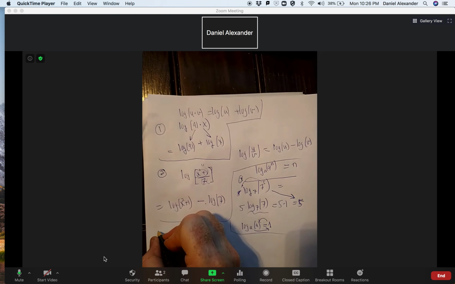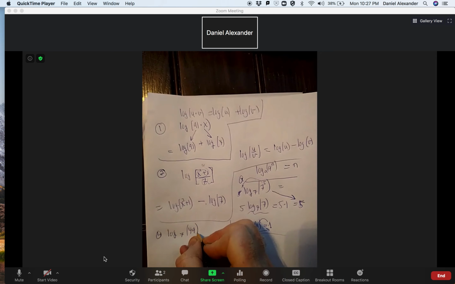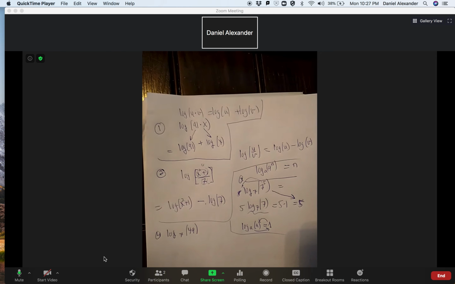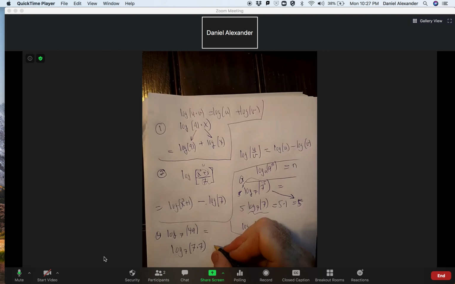So here's the fourth one. Log base 7 of 49. Well, that doesn't look like you can do anything with it, but I think about what 49 equals, and 49 is equal to 7 times 7, which is 7 squared.